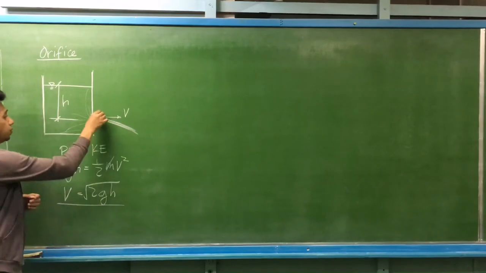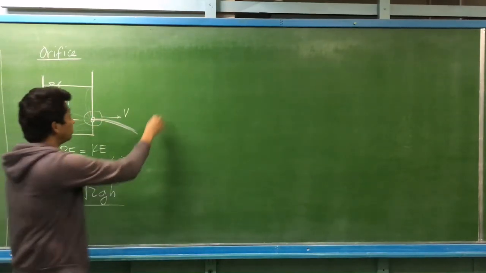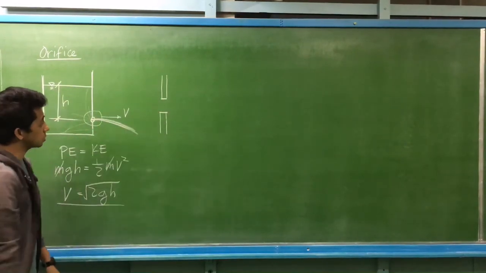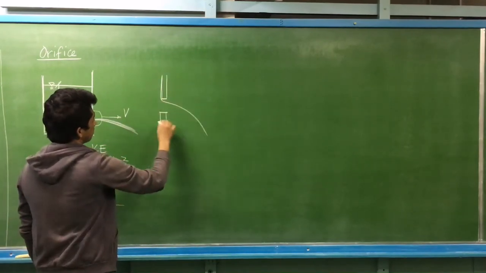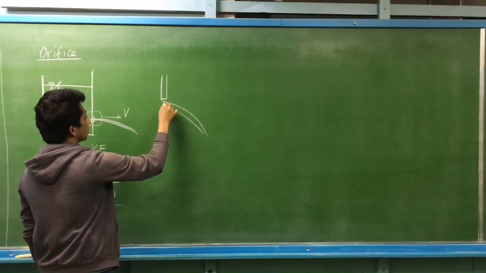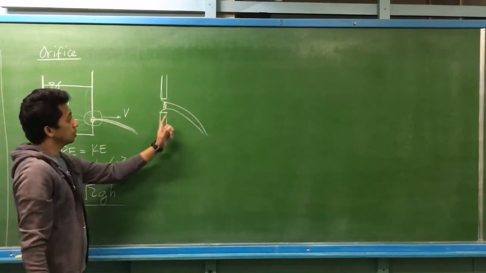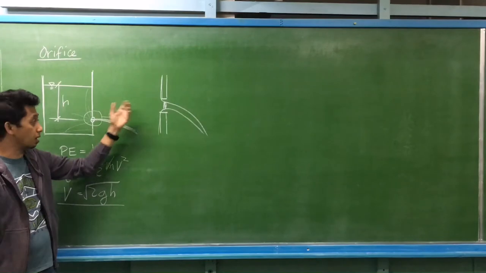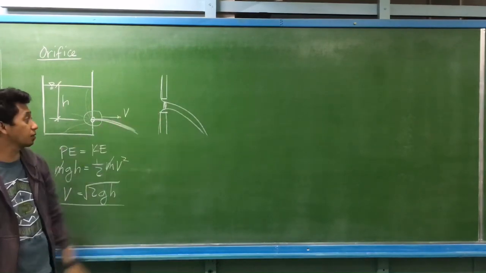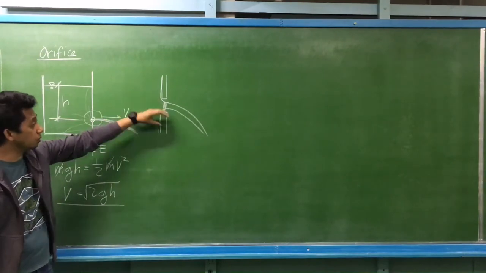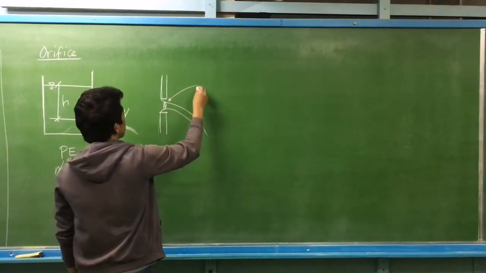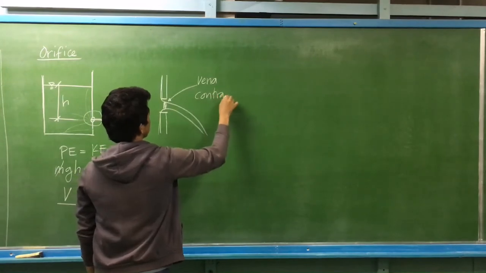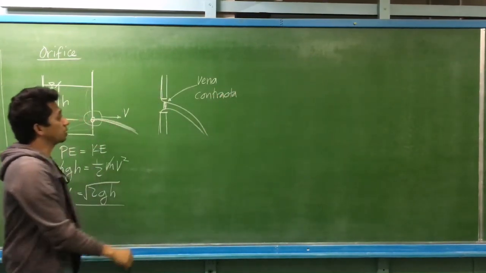But if we are to magnify this portion, for example, ito yung butas. Paglabas ng liquid, magkakaroon tayo ng contracted cross-sectional area. Kumbaga, the entire area of the hole, yung entire area ng orifice, is not occupied by the liquid since it is contracted. Nakakontract yung liquid pag labas niya. This contracted area is called the vena contracta.